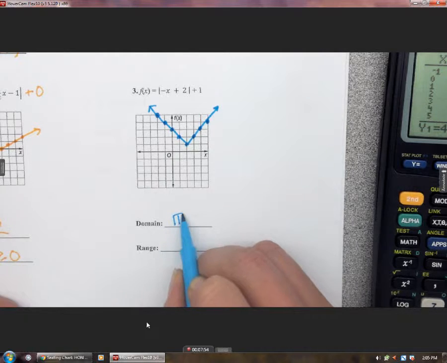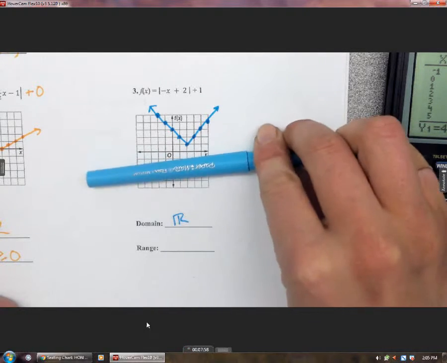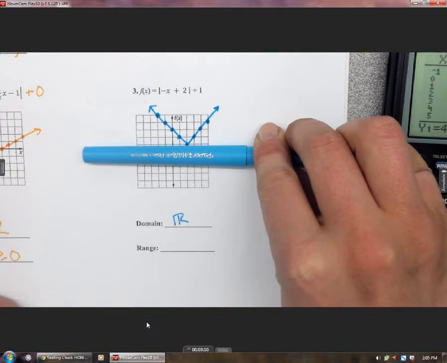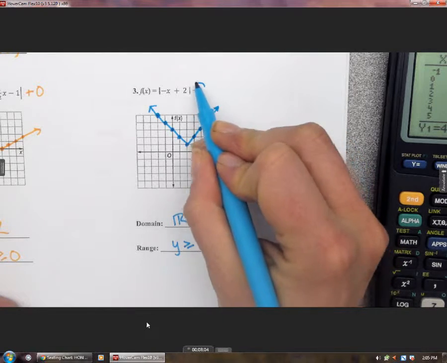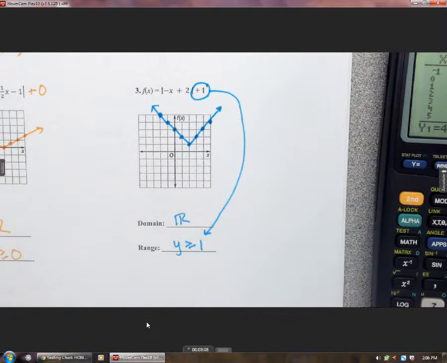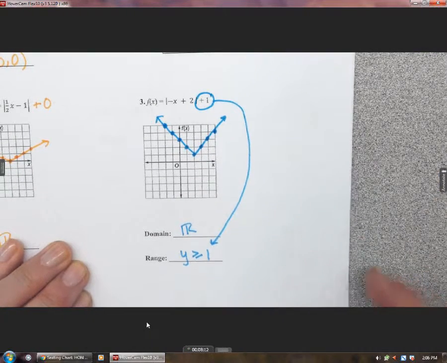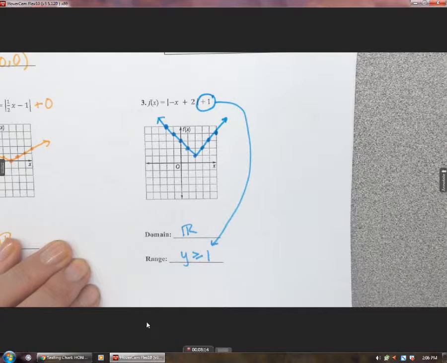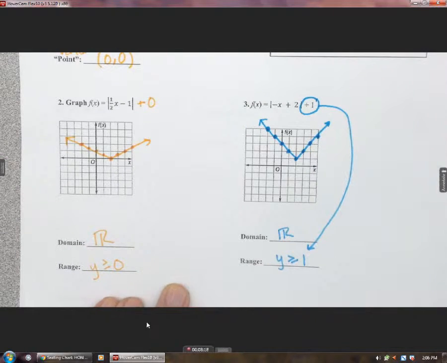The domain's still all real numbers. The range, it's a greater than, it's above the vertex here. So it's y is greater than or equal to, the number on the end this time is 1. So greater than or equal to 1. That's already the first half. It's nothing too crazy. We're just graphing a couple extra functions here.